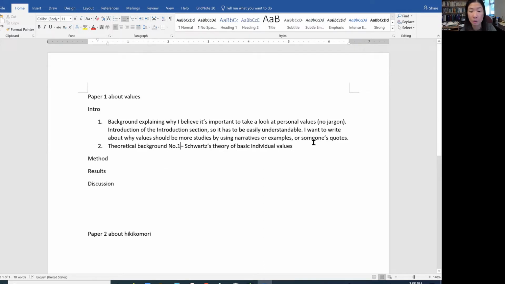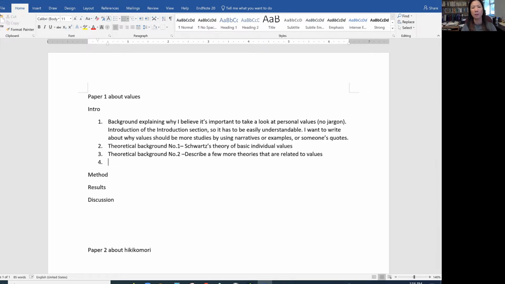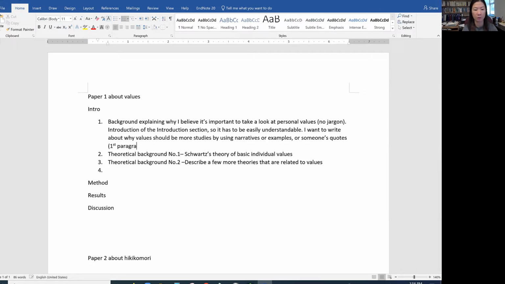But there are multiple theories. So maybe theoretical background number 2. I want to introduce and then describe a few more theories that are related to values. Maybe explain details. The first paragraph is okay, but for the second paragraph, I may need more than just the short theory of basic individual values.